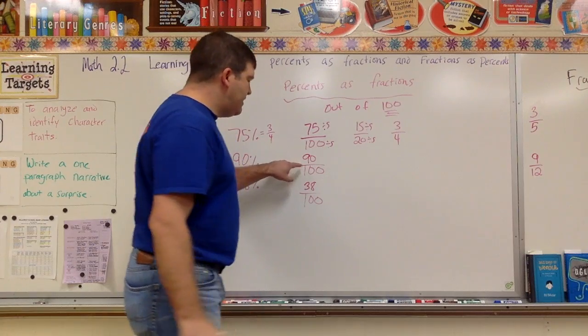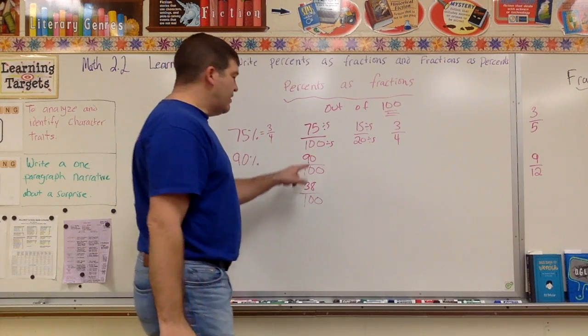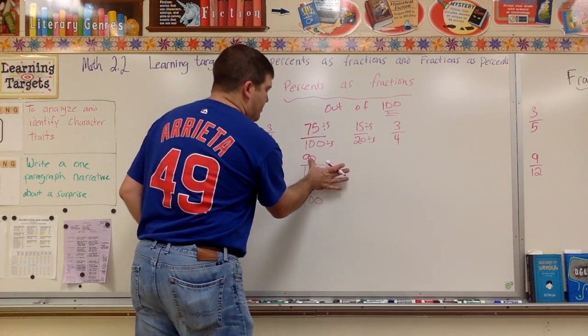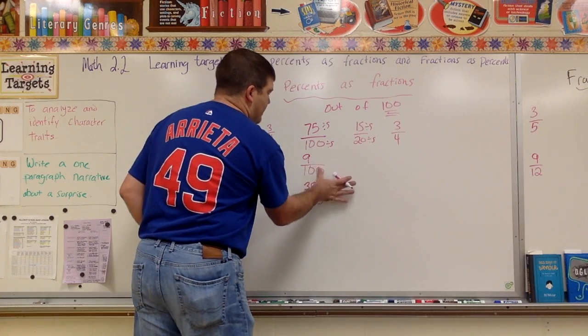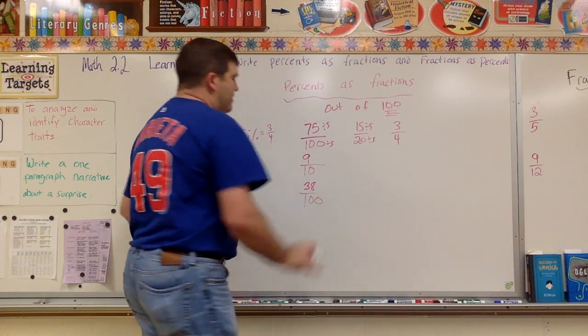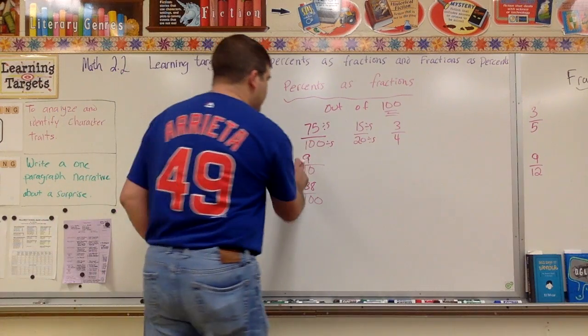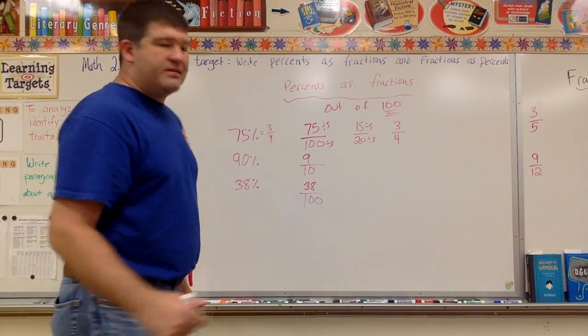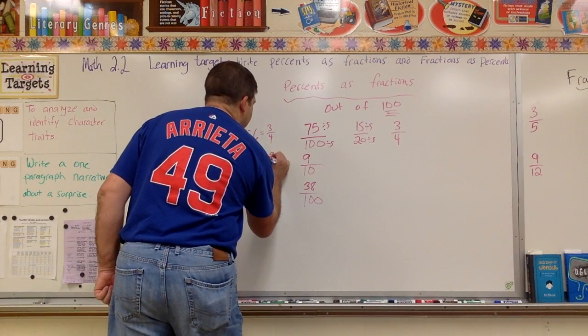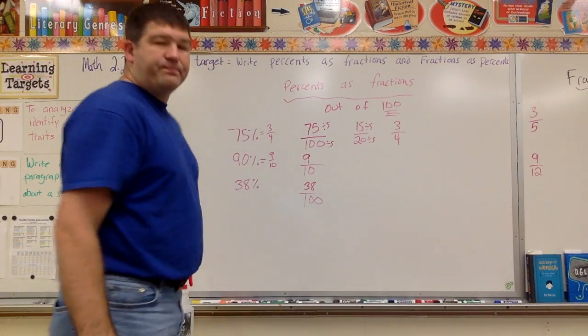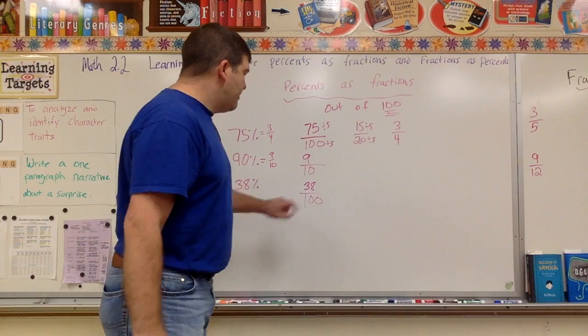This one, 90 over 100. Whenever I have a number like this, and there's a 0 on the end of each number, I can take the 0 off. Basically, I just divided it by 10. Okay. Now 9/10, that's the smallest it gets. So 90% is 9/10.